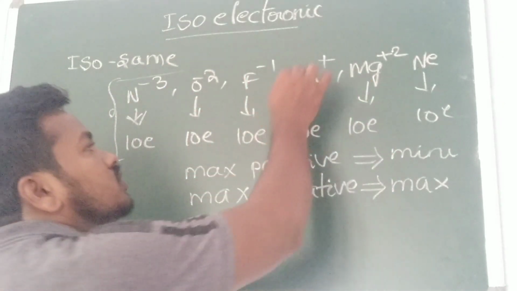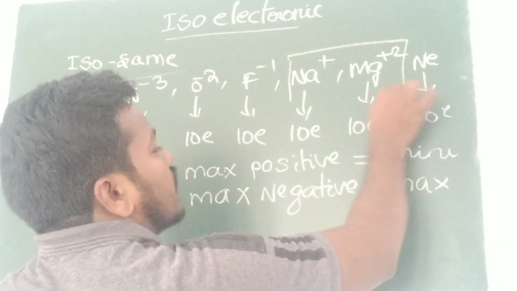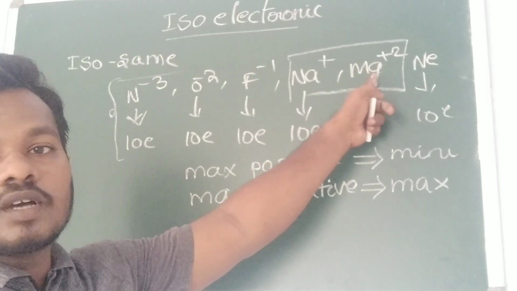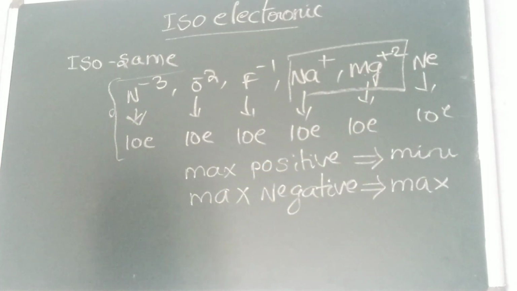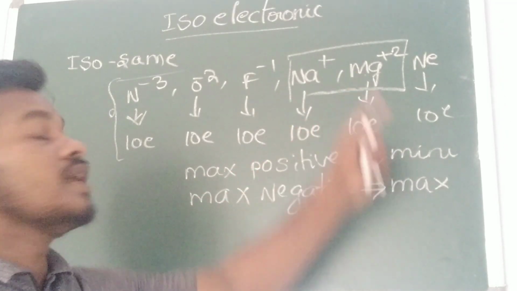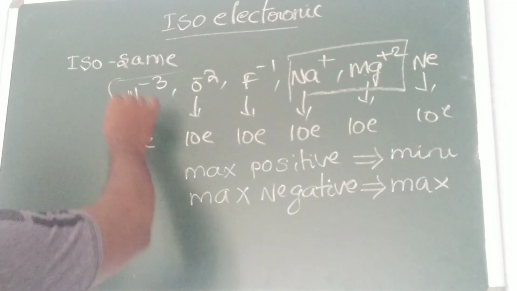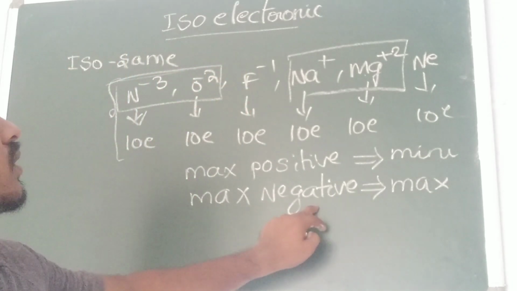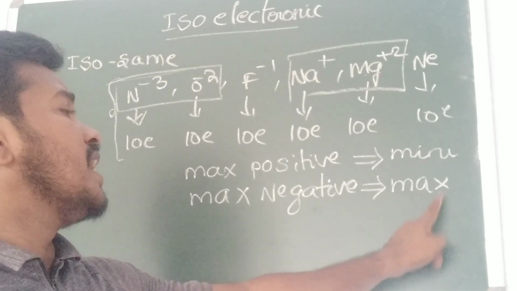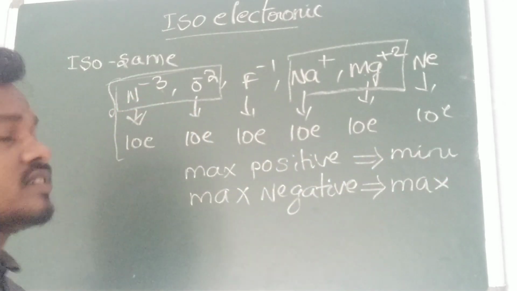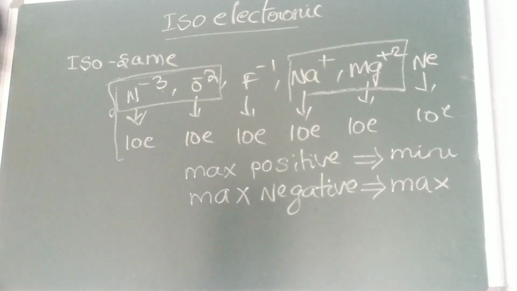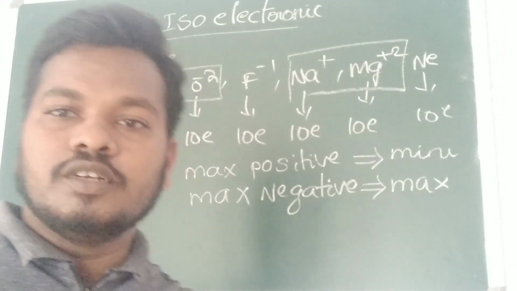So here you can see different types of ions. You can see Na plus, Mg plus 2. In this, which has the more size and which has the minimum size? Maximum positive charge, Mg plus 2 has the maximum, so automatically it has minimum size. Now N minus 3 and O minus 2, in these two, which has the maximum radius? Maximum negative charge equals maximum radius. So nitrogen with 3 minus automatically has more negative charge, so more radius.